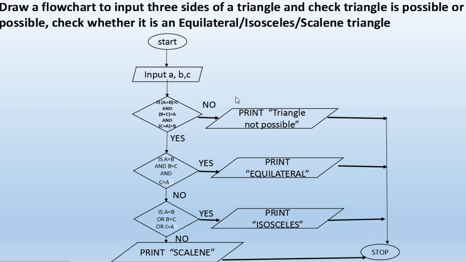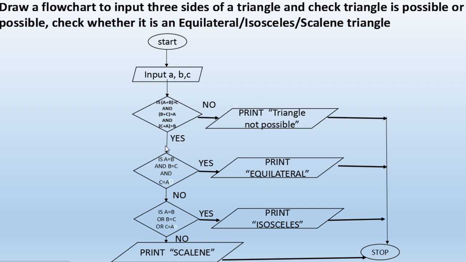If A plus B, if the first side plus the second side is greater than the third side, and second side plus the third side is greater than the first side, and third side plus first side is greater than the second side. If it is yes, that means triangle is possible. I'll check whether it is equilateral, isosceles or scalene, and if it is no, it will print what? Triangle not possible, and it will come here and stop.